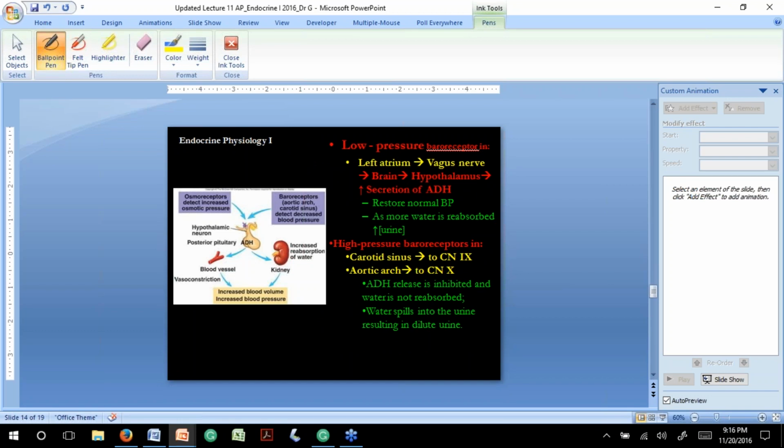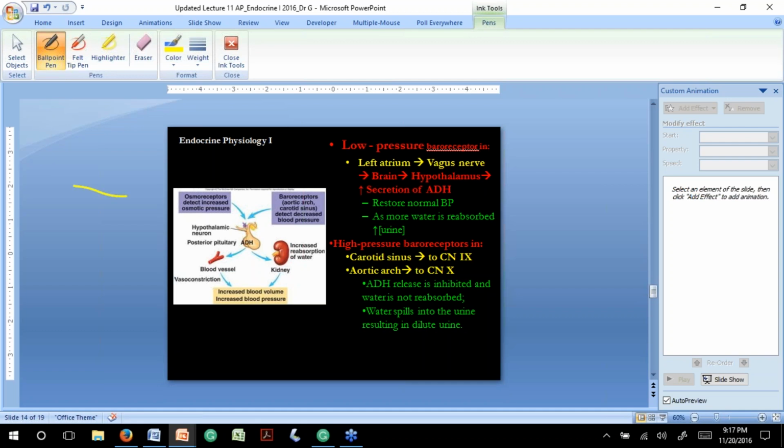Okay, so here ADH is going to be stimulated when you have low pressure, right? Low pressure in, for example, the baroreceptors. Baroreceptors are receptors located, for example, in the left atrium of the heart. What happens is when you have a low blood pressure there, that is going to stimulate the vagus nerve, going to the brain, and to the hypothalamus. The hypothalamus knows everything, the big gossiper. And the hypothalamus says, okay, so you have low pressure. Oh, okay, so let's secrete ADH to retain what? Water. So they are going to try to restore the volume.